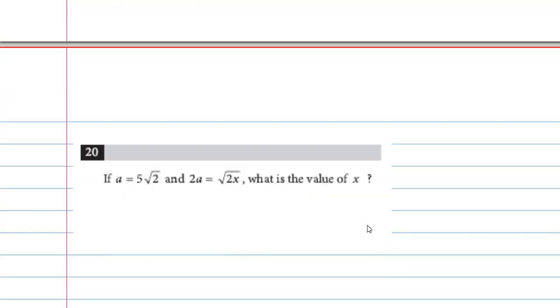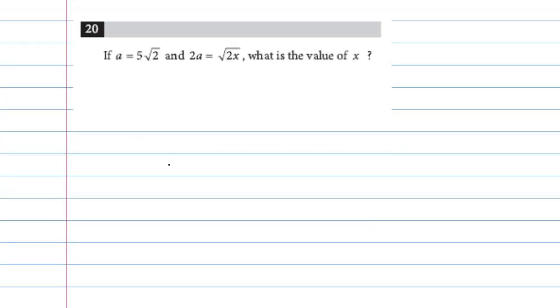This question is from the same section 3, but not an MCQ. It's a written question. You see that a equals 5 square root 2, and then we have 2a equals square root of 2x, right? What is the value of x? So there's square roots, there's a, there's x, and all that. Look at the final objective. Our final goal is to find the value of x, right?